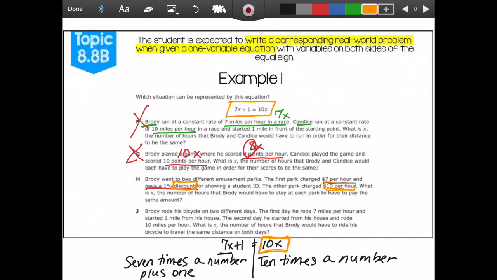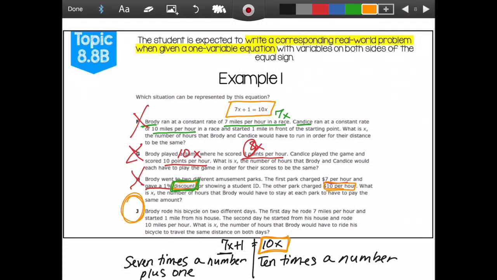Now, the reason why H, guys, is not the answer again is because they're using that terminology discount, and that should be represented by subtraction. So H is not our answer. So that only leaves J, but let's go ahead and keep reading.